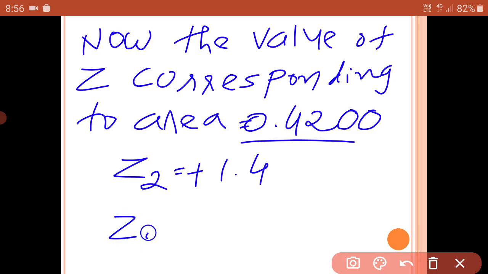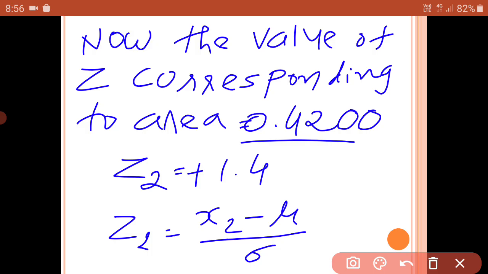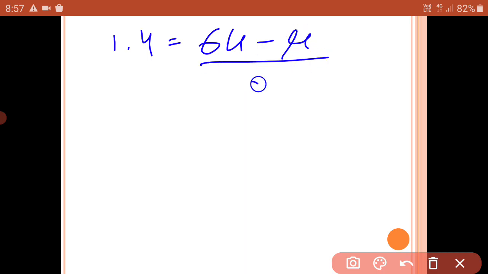After that we are using this formula. Z2 is equal to x2 minus mu upon sigma. Next step, Z2 is 1.4, x2 means 64 minus mu upon sigma.